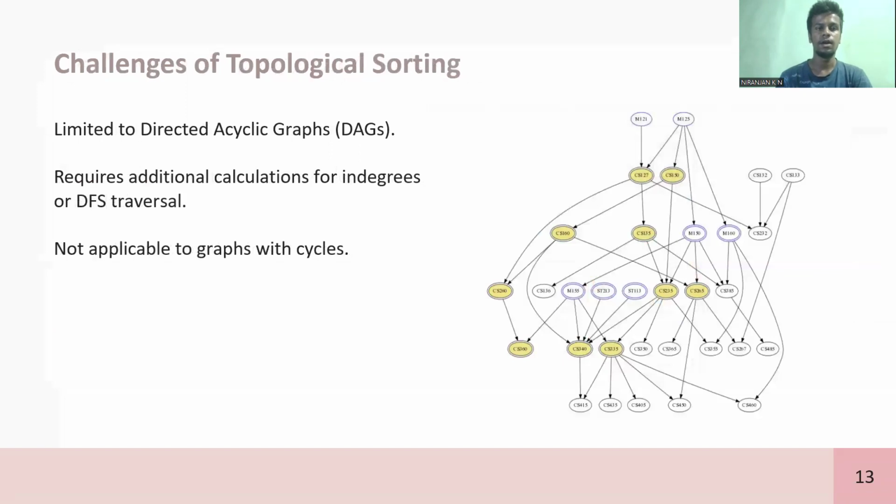So the challenges faced by topological sorting are: it is limited to directed acyclic graphs, it requires additional calculations for indegrees or DFS traversal, and it is not applicable to graphs with cycles.